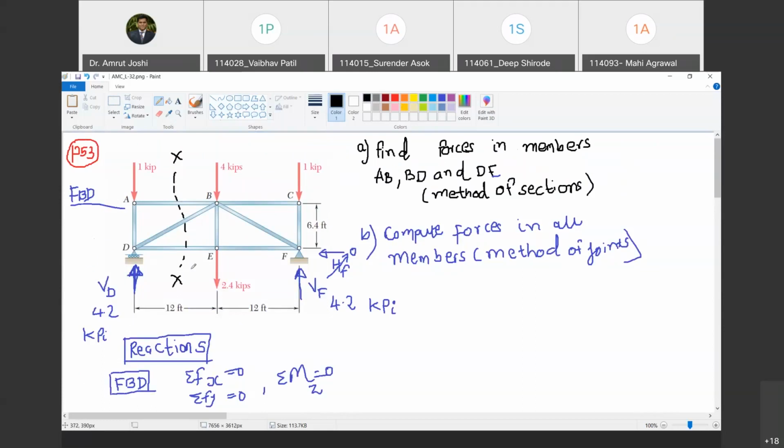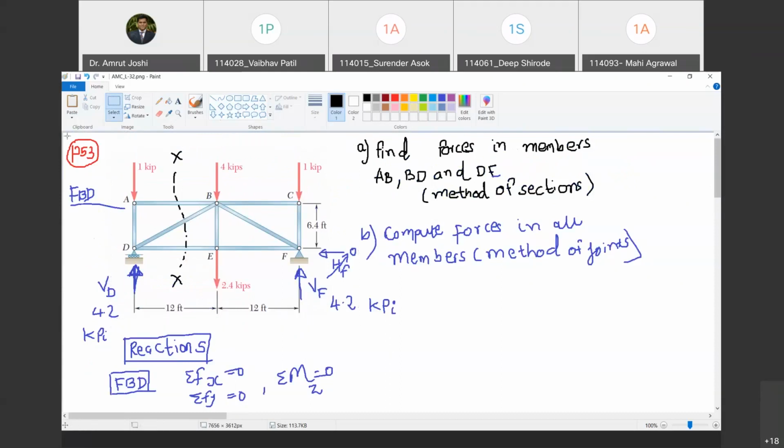Section passes through not more than 3 members. Therefore, we are happy. Section divides the truss in 2 halves which are not connected other than through the cut members. Are you with me? Yes, sir. So this is an authentic section and I can draw now the free body diagram of either the left hand side or right hand side of the section. So which is better? Tell me. Which free body diagram should we draw? Pardon? Left hand side. Yes, because it involves lesser number of members and forces. Do you agree with me? Yes, sir. So let me copy this.